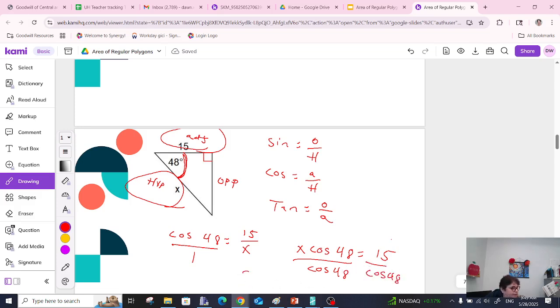And you end up getting about 22.4 for your side length. Now, when we use this, we're going to go out 4 decimal places, though.